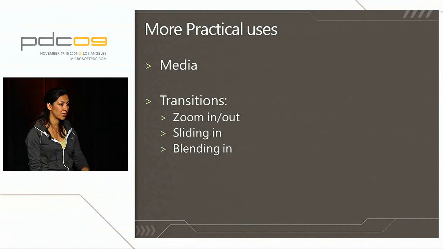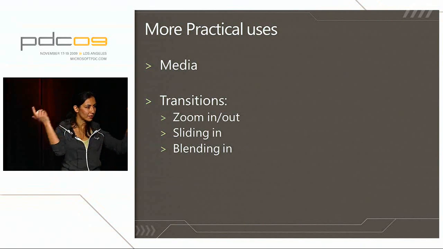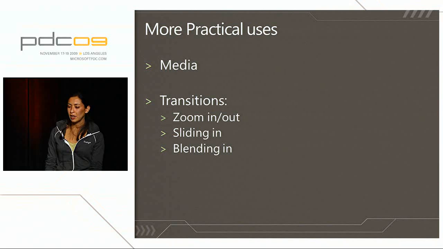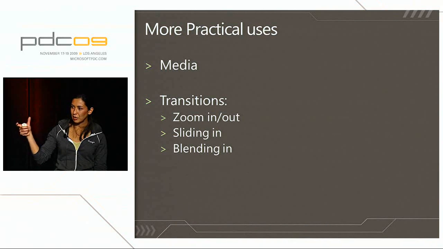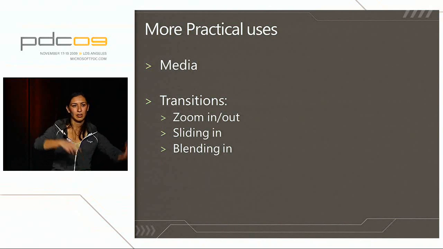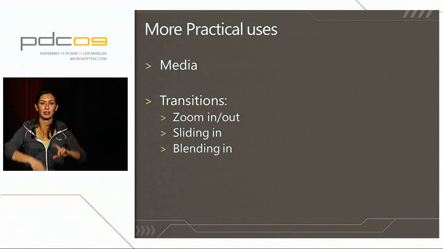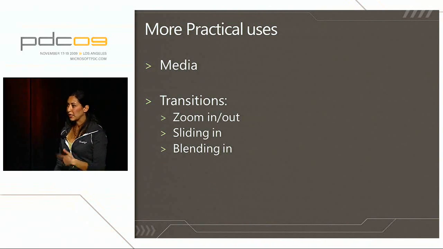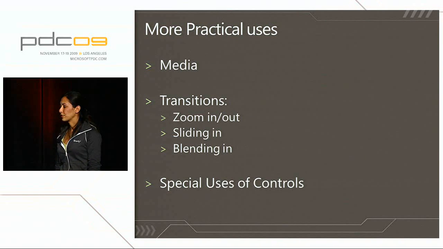Transitions, something like zooming in and out, minimizing and maximizing back out of a thumbnail. You can use the render at scale property so that it doesn't look gritty while you're doing that. And we can basically zoom in and zoom out as an image. Sliding, blending in, all those transitions. And then special uses of controls.